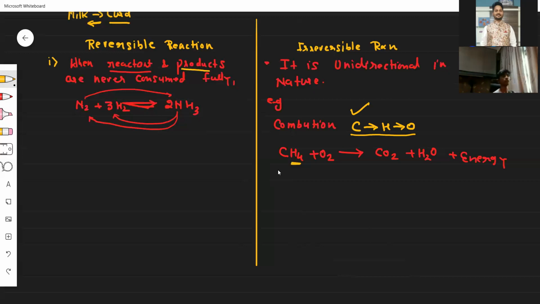So we will multiply here by 2. Now we need to check the oxygen. Here there are 2 oxygen, and on the product side we got how many oxygen? There are 4 oxygen. So we'll just multiply here by 2. So this is the balanced reaction.